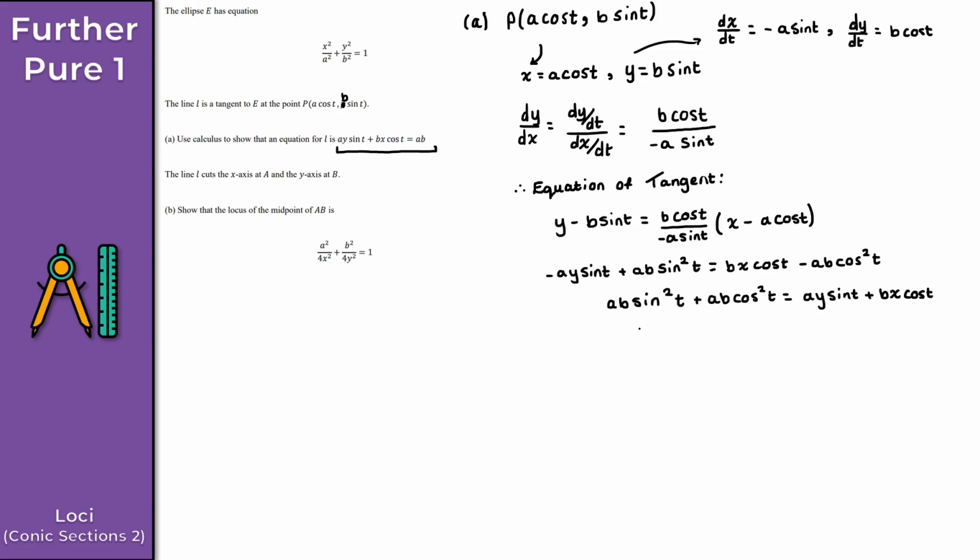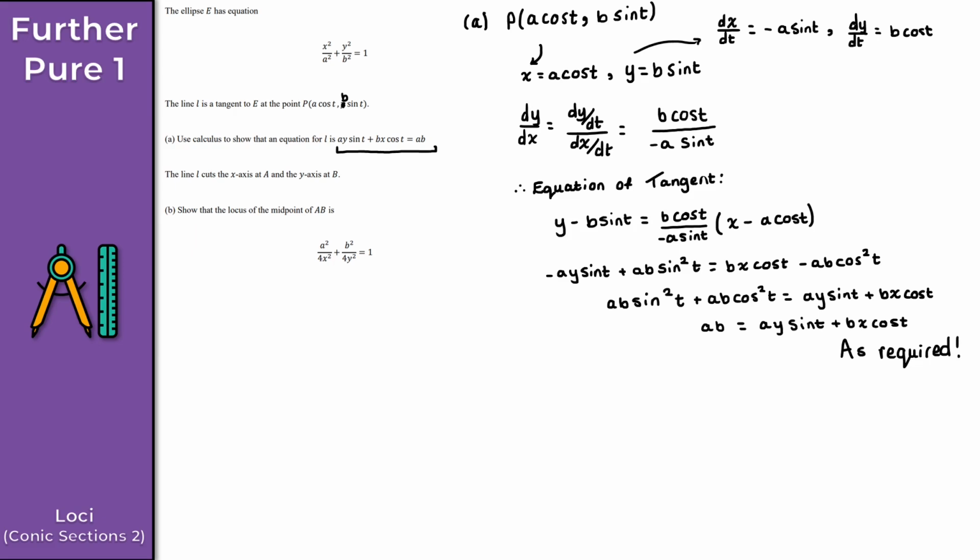Okay. Well, at this point here then, I can factor out the ab. So I've got ab bracket sine squared t plus cos squared t. And you should be aware then that sine squared t plus cos squared t is equal to 1. So I get ab times 1, which is just ab. And that is equal to ay sine t plus bx cos t, exactly as we require. Okay, so as required there, and proof complete. So there we have it. That gives us the solution to part A.